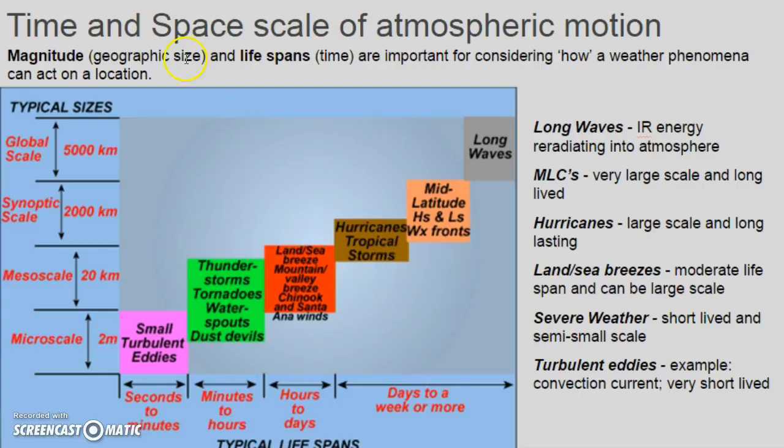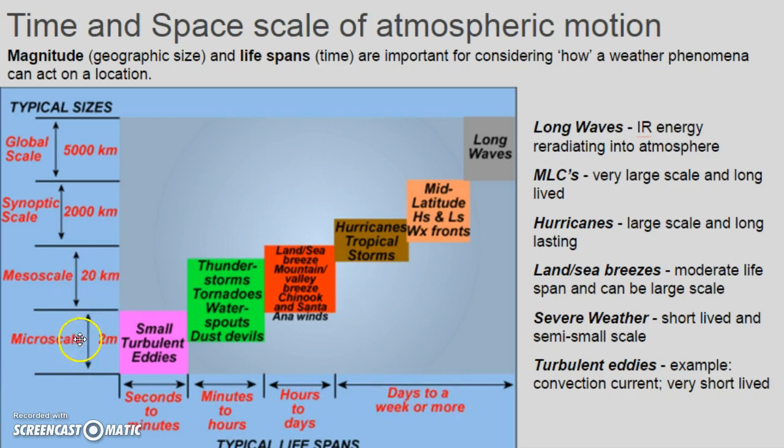So I'm going to go back and finish with this slide here. Go back to the time and space scale of atmospheric motion. The magnitude, the size of the amount of area we're looking at, and the time at which the weather pattern, the atmospheric condition, exists are important for considering how the weather phenomena can act at a location. So once again, we can compare all of these. I want to go back and make sure you understand that some of them can last from seconds to minutes, from minutes to hours, from hours to days, even days to weeks or more.